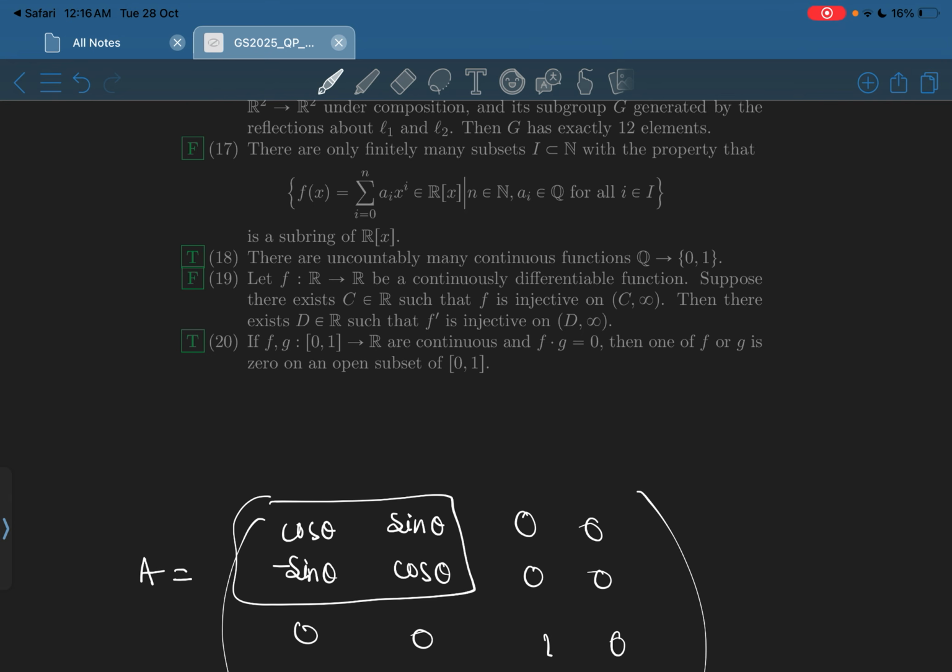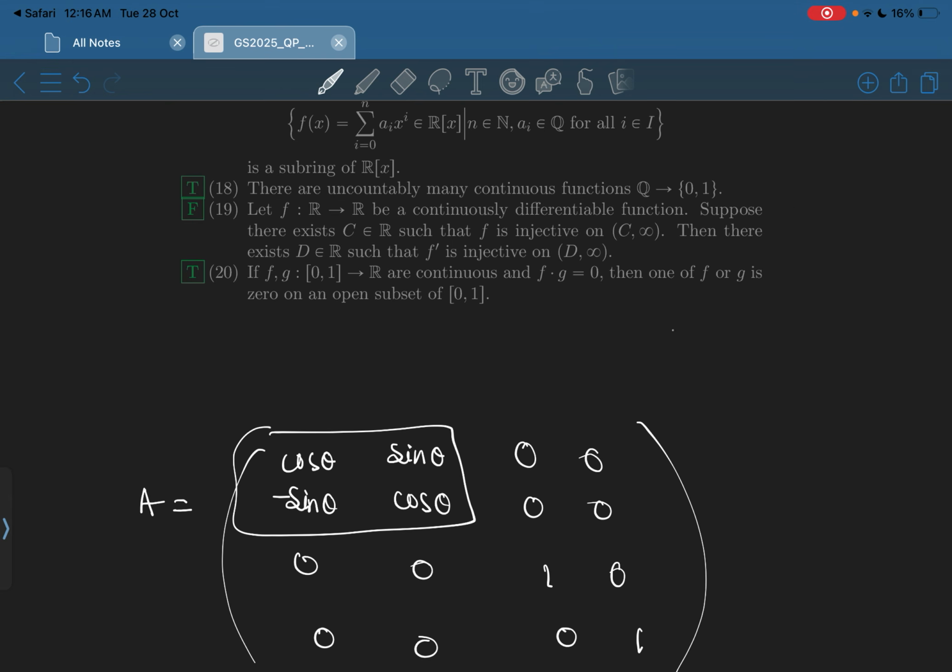Suppose there is a constant c such that f is injective on this, then there must be a constant d such that f prime is injective on this, right? Just think of it graphically. From some c, f is injective, something like that, okay? So then f prime must be injective from some point, but that is not true, right?